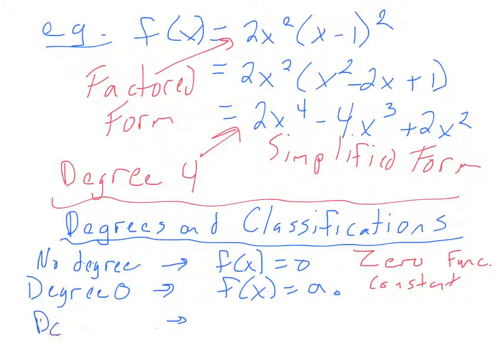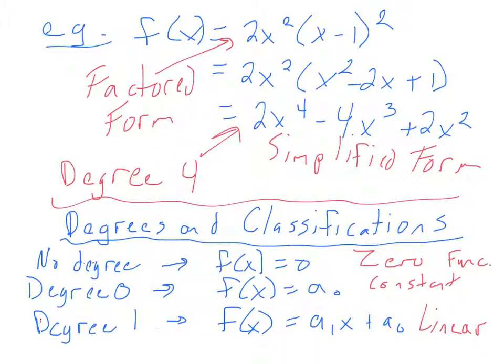A degree 1 function is a function like the following. What type of function would we call that? Just a sub 1 times x plus a naught; a sub 1 and a naught are both constants, by the way. What type of function do we call that one? Linear. That's a linear function, yep. So a linear function is actually a type of polynomial function, it turns out.